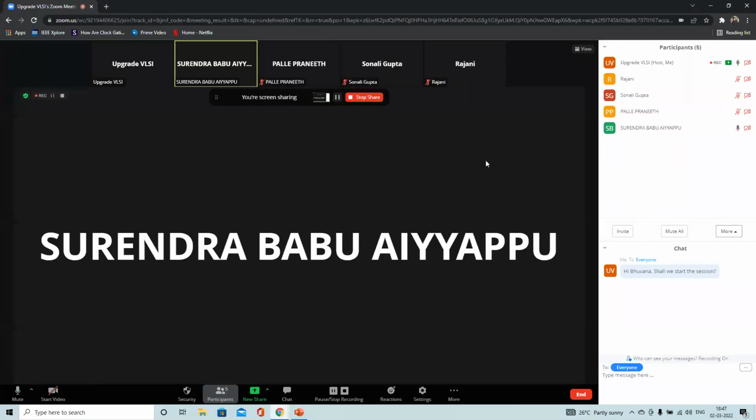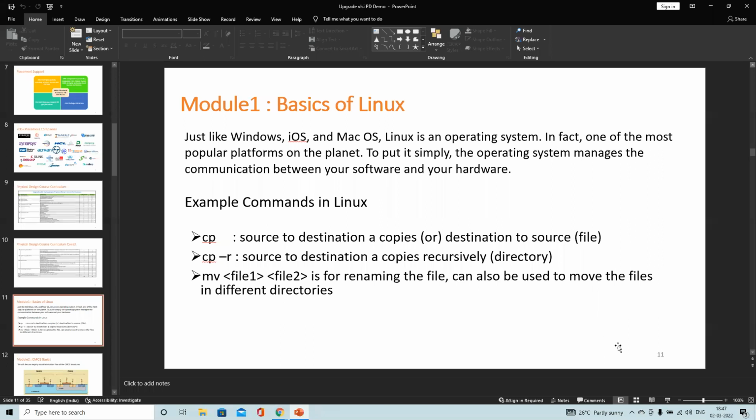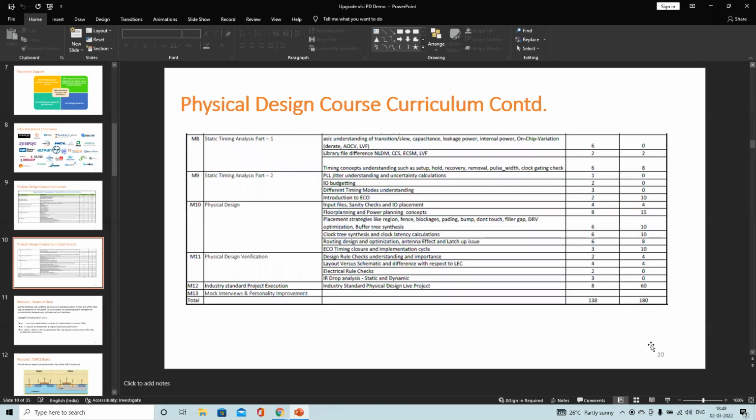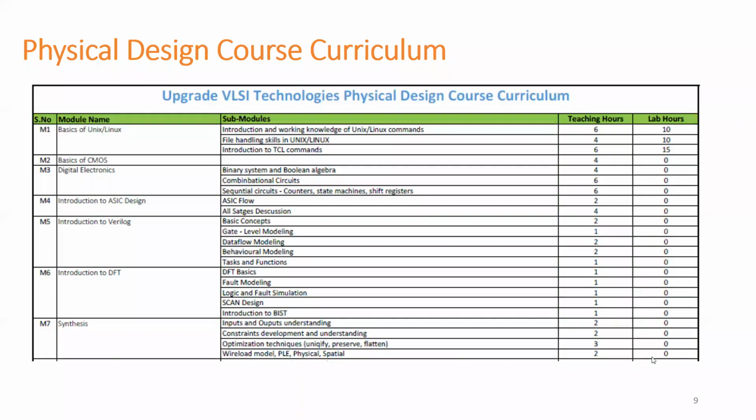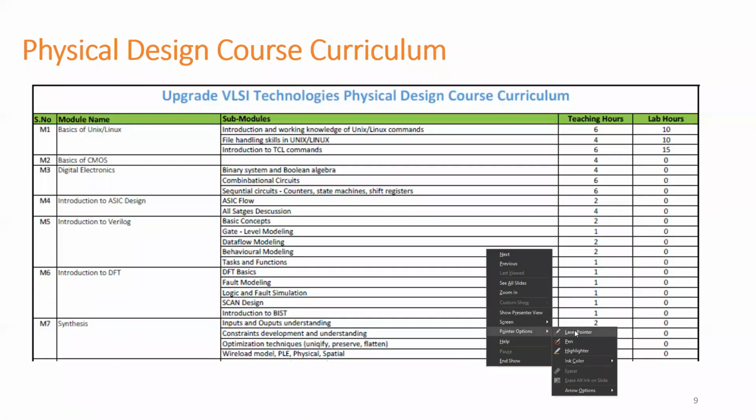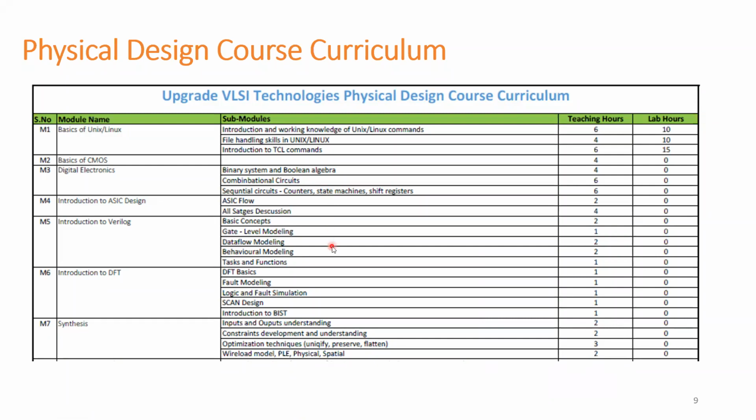Sir, can you show the slide for the first one, sir? First module, sir. Okay, one second. This one, sir, syllabus copy as per that one, sir. Yes, sir. In that one, I want the DFT or DV, sir. Sorry, what do you want? DFT, design for testing, and secondary is DV, sir. Design verification.